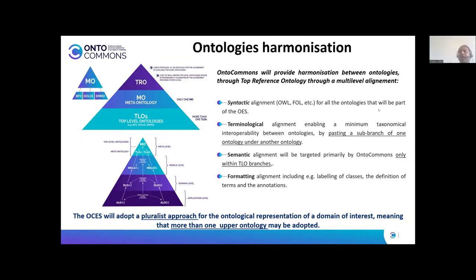So the alignment needs to be done, but it needs to be done at many different levels. Of course, we have to use a common language to express this metadata. We have to align the terminologies, that is the set of terms which are referring to the concepts. We have to do semantic alignment, which is a much more logical way to align the schema. But the most important point is that this OntoCommons ecosystem is not actually imposing a certain metadata or certain ontology. This is very important, that we are adopting a pluralistic approach. That means at any level, you can adopt many different existing ontologies as per your need. And we are making sure that when you use many different ontologies, they are aligned. So you don't have to worry about the interoperability or crosswalk among them.